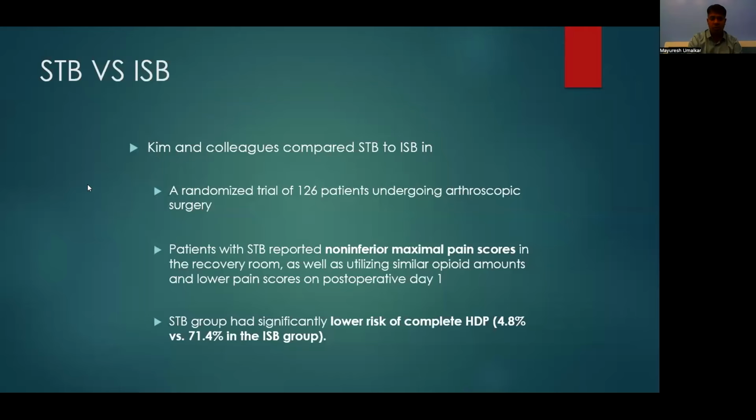Now coming to the superior trunk block, Kim and colleagues compared STB to ISB in a randomized trial of 126 patients. They found non-inferior maximal pain scores in the recovery room, as well as similar opioid amounts and lower pain scores. The STB group had a significantly lower risk of complete hemidiaphragmatic paralysis compared to the interscalene group.